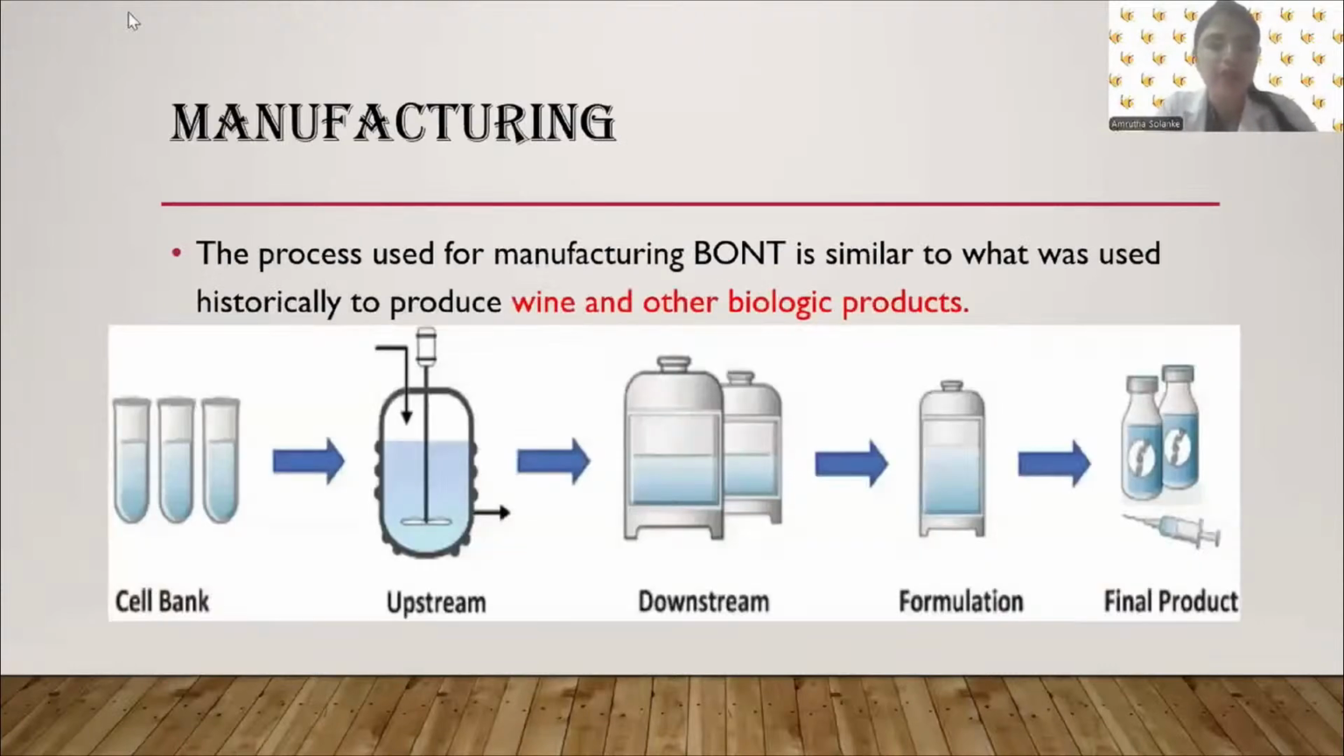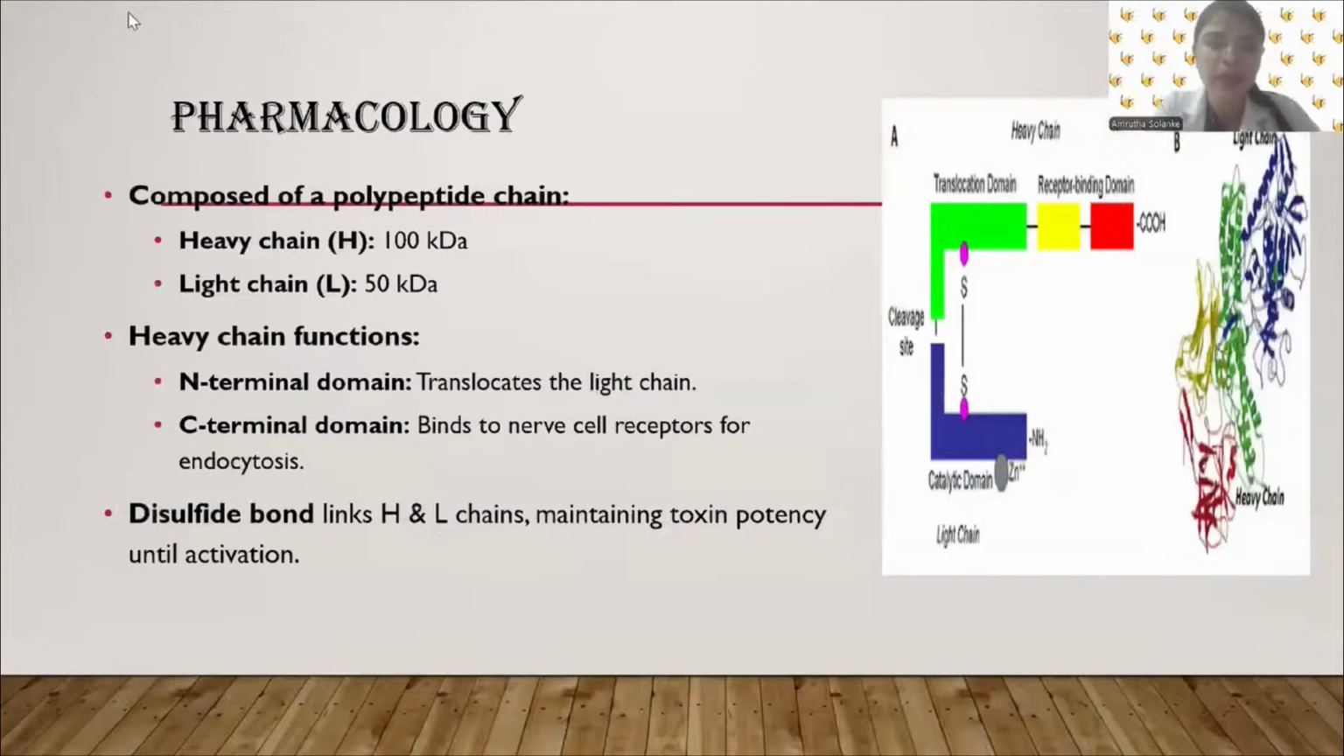Coming to the manufacturing, the process used for manufacturing botulinum toxin is similar to what was used historically to produce wine and other biological products. As you can see in this picture, in the cell banks, the Clostridium botulinum is cultured. In the upstream, the toxin is extracted. It is purified in the downstream. It is then formulated into the final product.